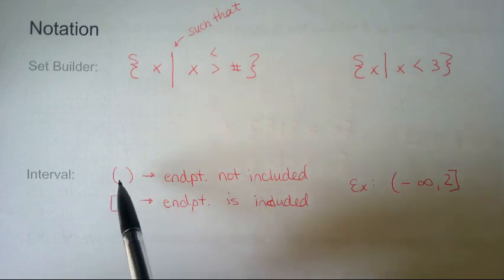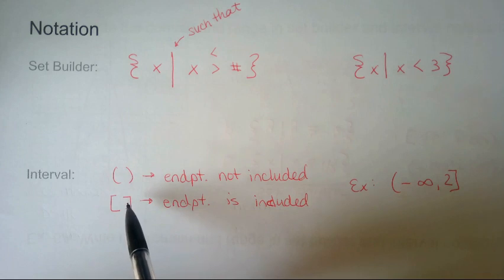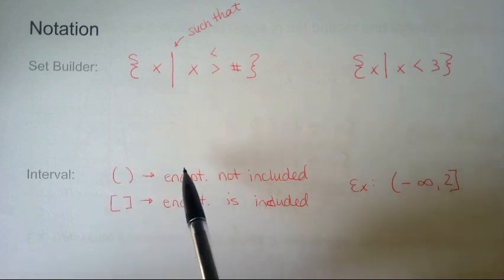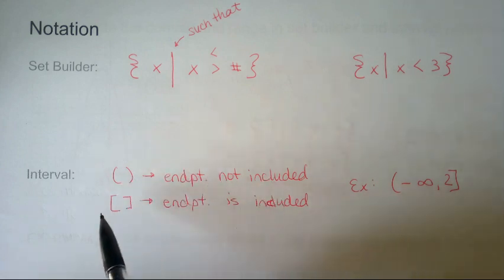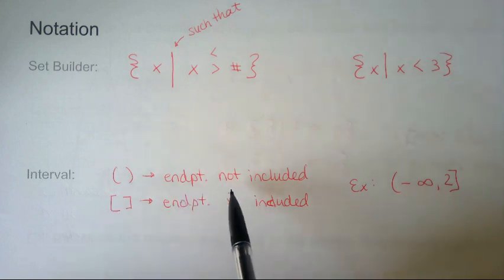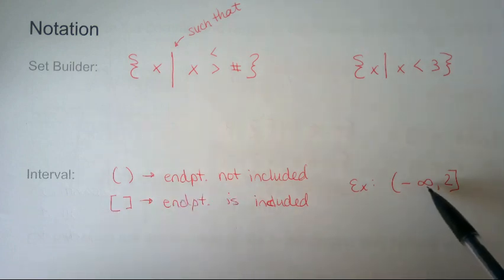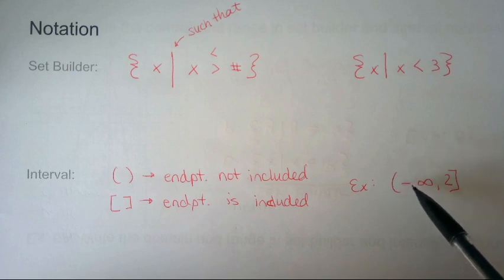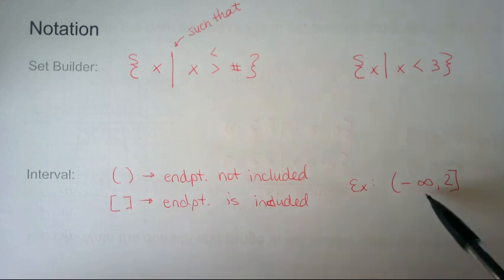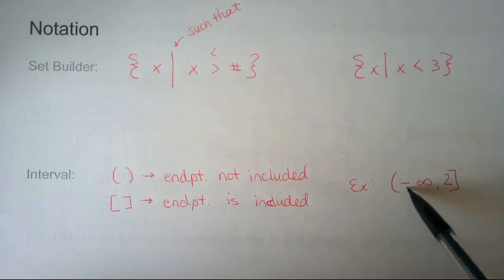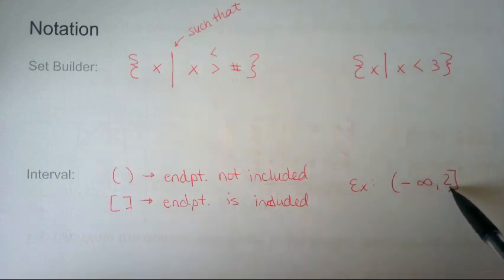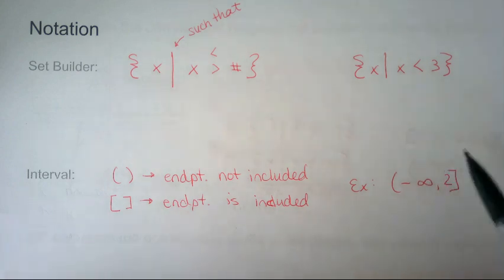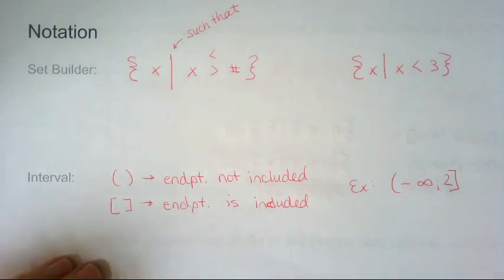Interval notation is where you get to use parentheses and square brackets. You're going to use parentheses if the endpoint is not included and square brackets if it is included. So anytime we write infinity, it's always a parenthesis because we don't know where it would stop. So this is an example of I'm going all the way from negative infinity to positive 2, and positive 2 is included because of that square bracket. So let's practice writing some of that.